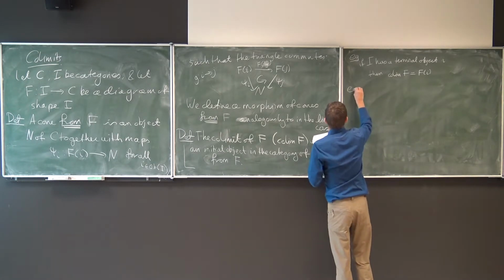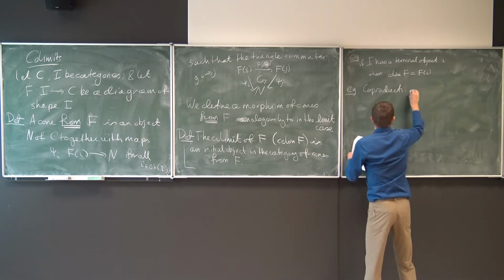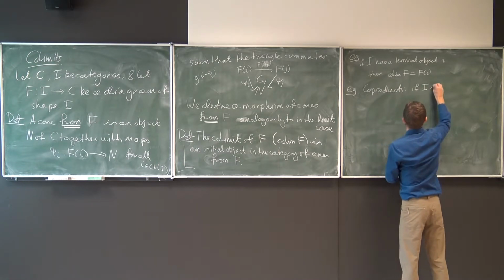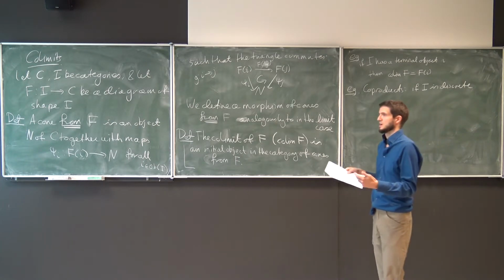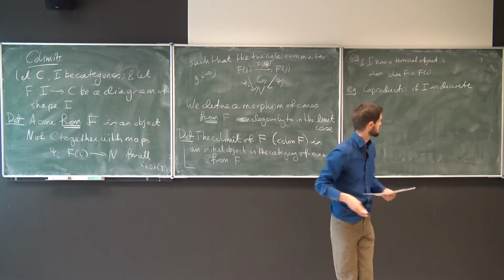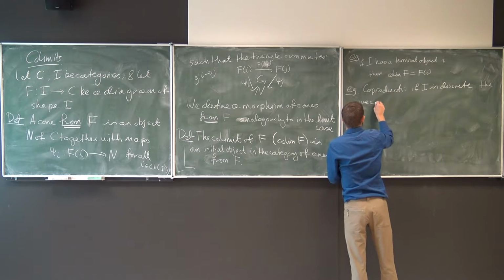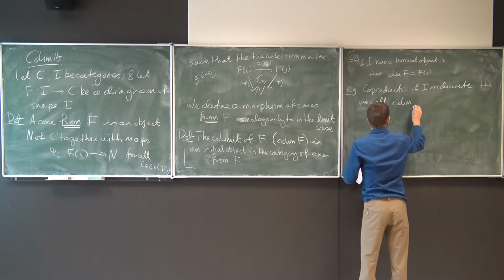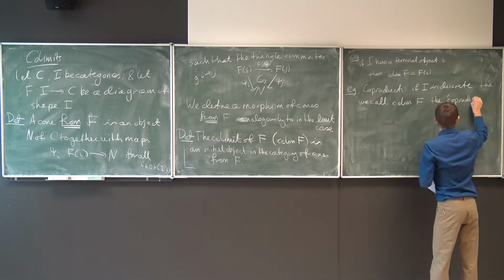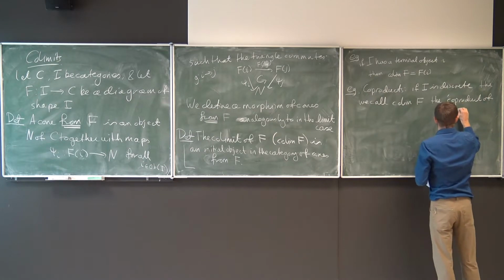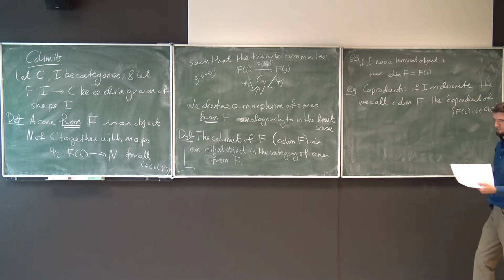Maybe a more interesting example is that of coproducts. So if I is discrete, again, remember that being discrete means that the only morphisms are the identities, then we call the colimit of F the coproduct of the F's of the objects of I.